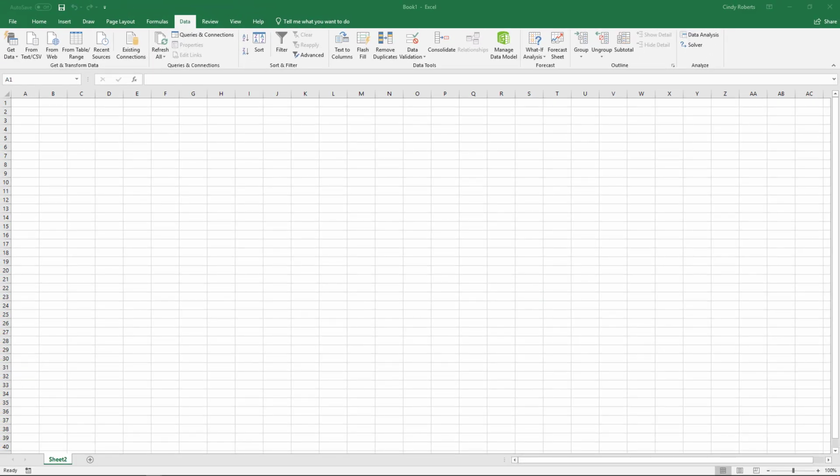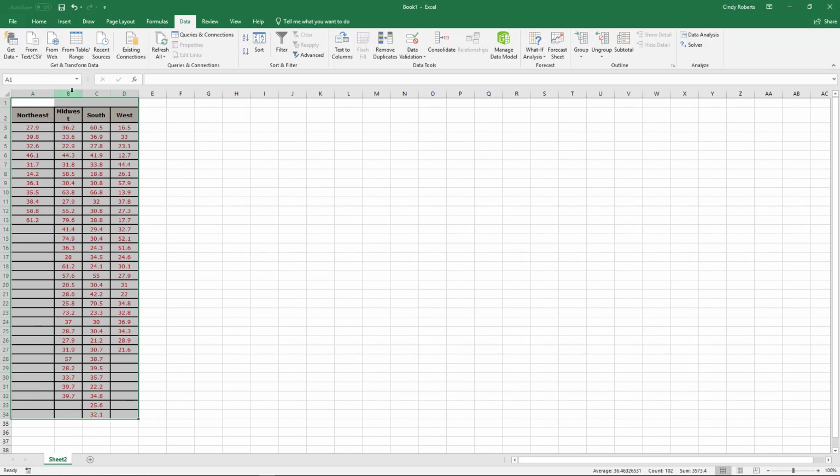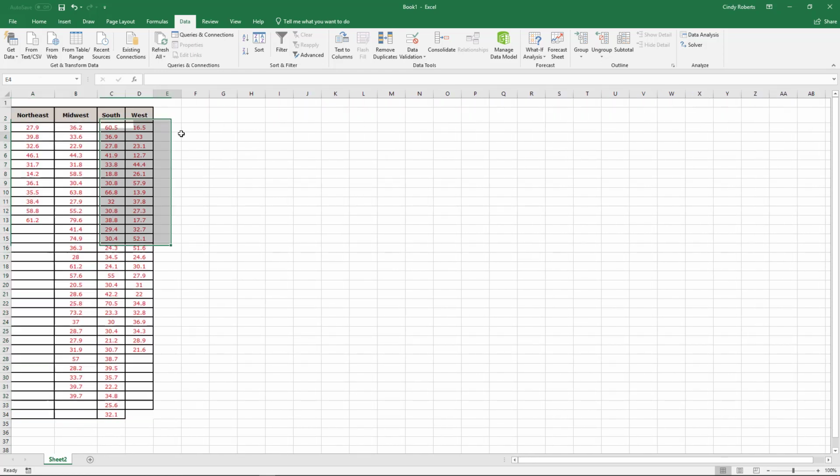So the very first thing I do is I just grab the data, which I'm doing on another monitor, and I copy and I paste it in here. And you're going to see how easy this is.